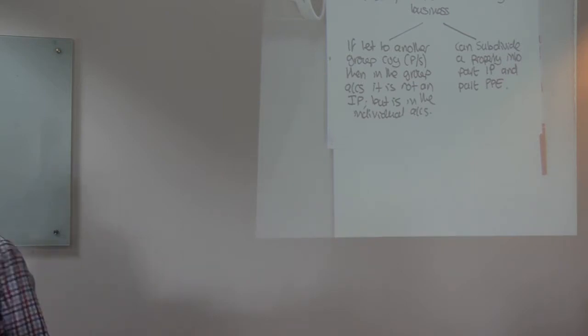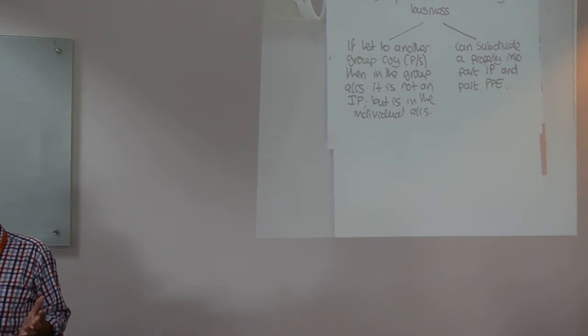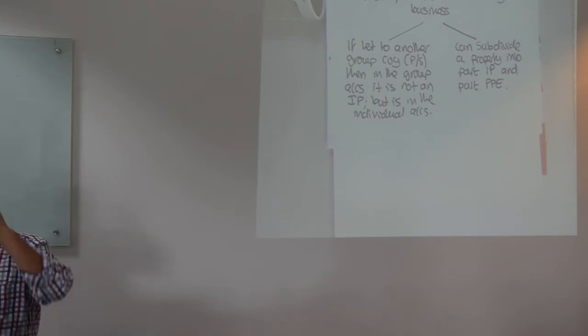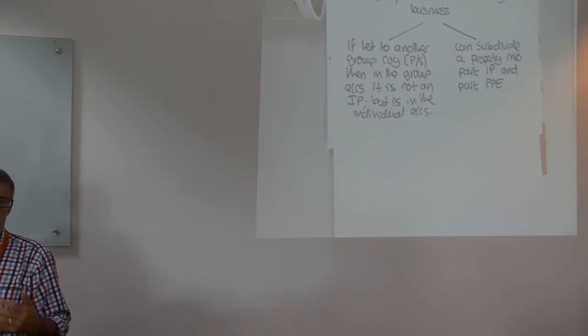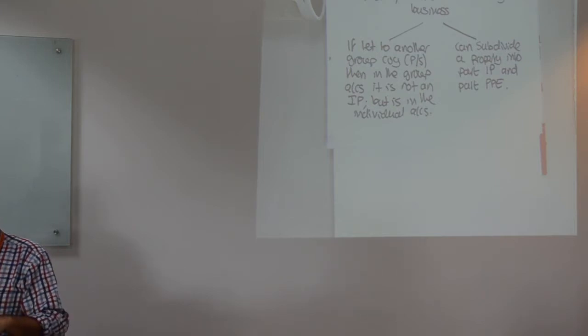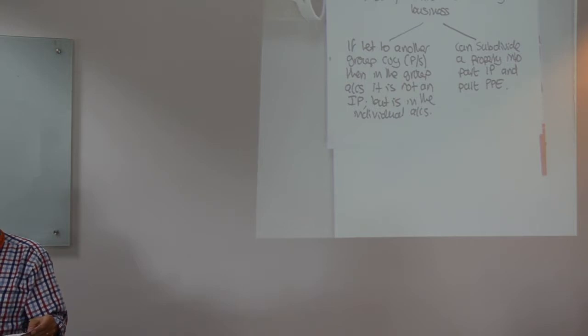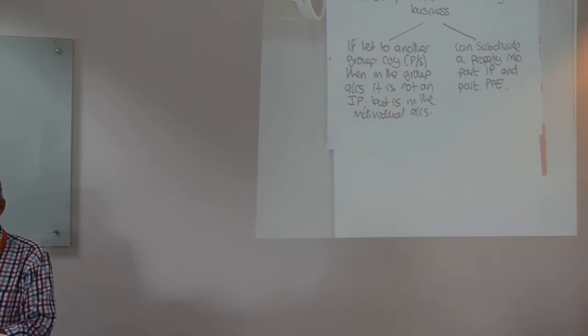You can subdivide a property into part investment property and part PPE. 5 acres, 35 acres. 5 floors, 35 floors. The building, the land can be subdivided. So you can have an investment property with partial own use. That is possible.